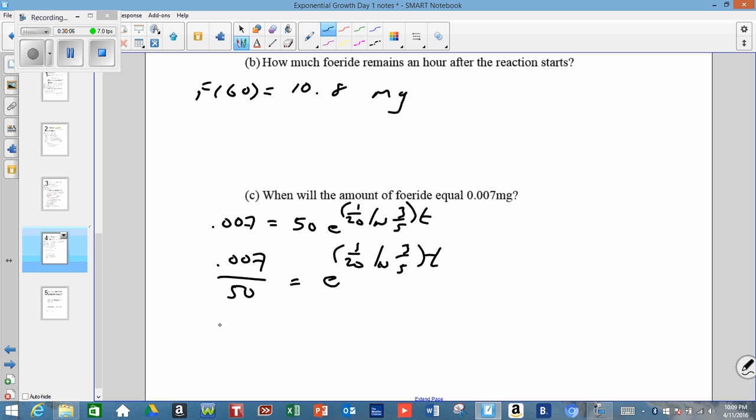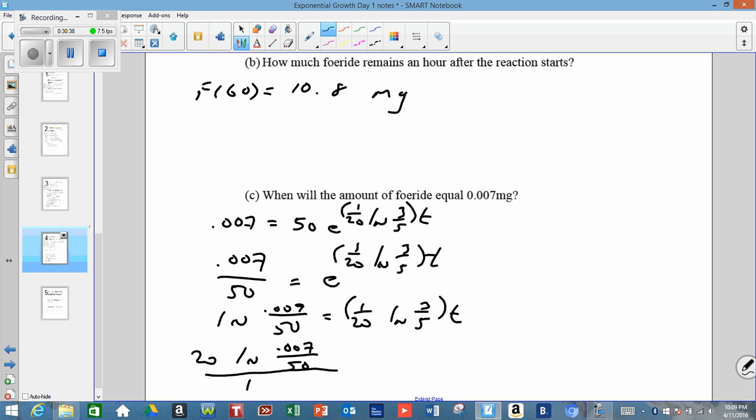And again, to get the t out, natural log both sides. So we've got the natural log of 0.007. I'm not even bothering simplifying that because we're just going to plug it into a calculator. Equals 1 over 20 natural log 3/5 t. And then we're going to divide by all of this stuff. So we're really going to multiply by 20, and divide that whole thing by the natural log of 3/5. And that's going to be our t.